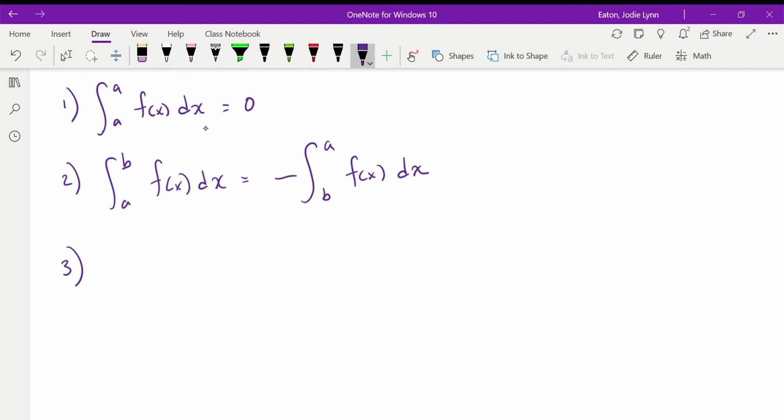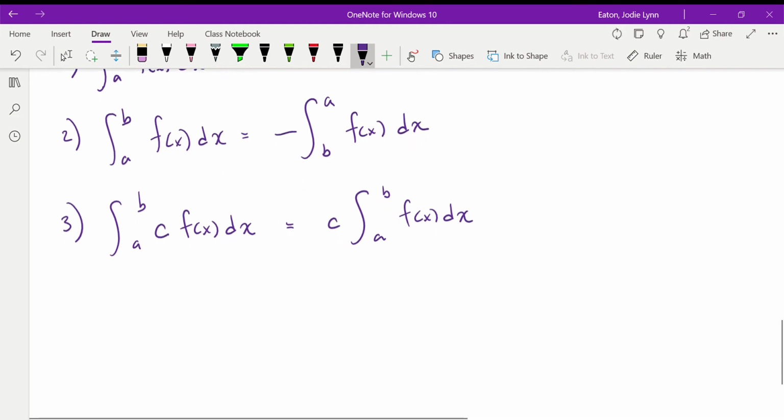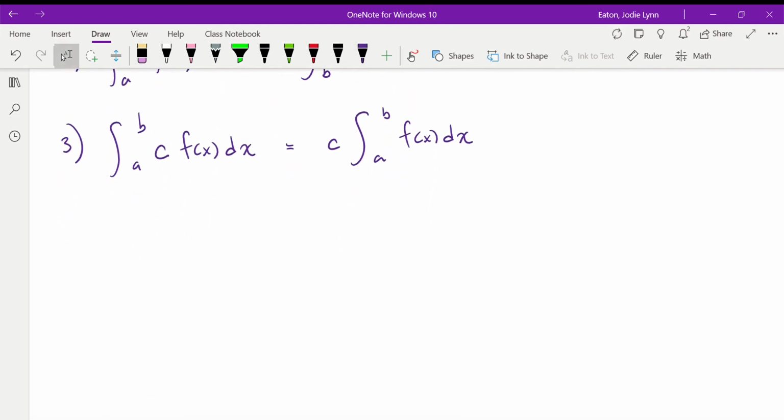So 3, we have the integral from a to b of c times f of x dx. If you have a function that's been multiplied by a constant, this is equal to c times the integral from a to b of f of x dx. So multiplication by a constant can be taken outside the integral sign, and that can be really useful as we go forward.